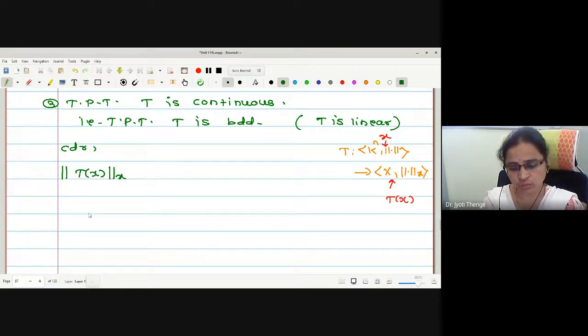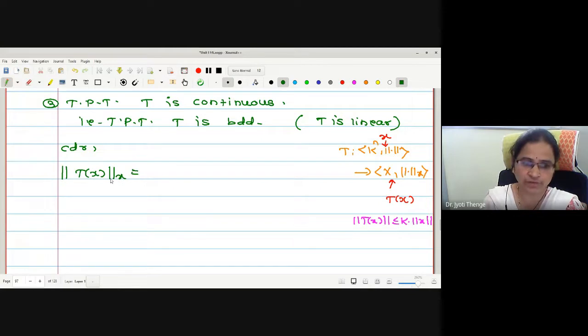And what is the aim to show? This is less than or equal to some constant times norm of x. Yes, ma'am. This kind of inequality, norm of T of x is less than or equal to k times norm of x, we have to check. Therefore, we have written the norm.